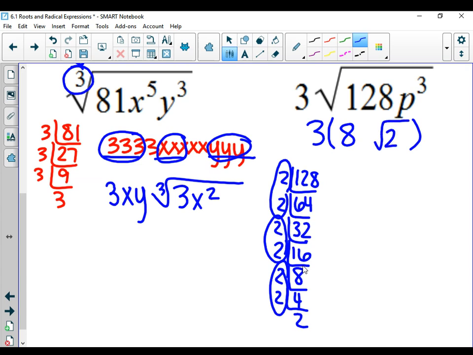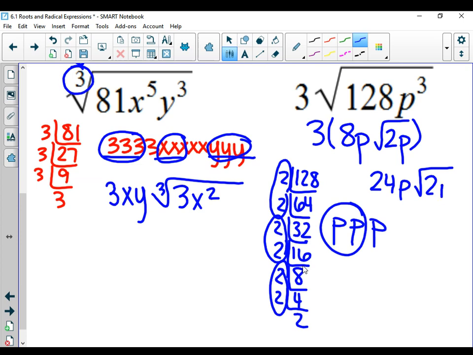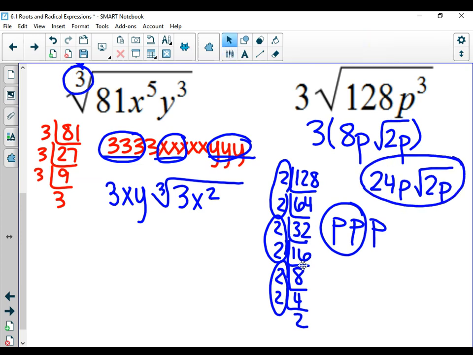If I want to expand out my variables, I now have 1 pair with 1 left over. So then the 3 is only being multiplied to the 8. Don't start distributing it through all kinds of things. So your final answer should be 24p, the square root of 2p. Okay, so if you have a number in front, it just gets multiplied to the numbers in front of that.